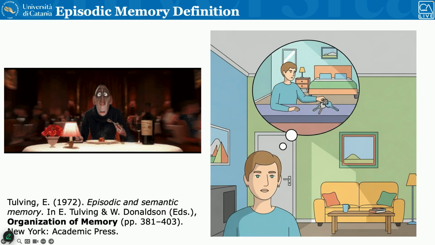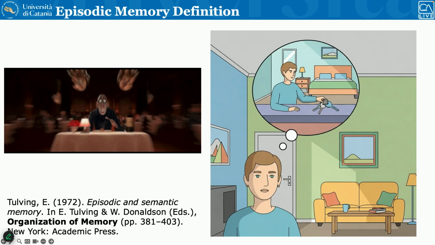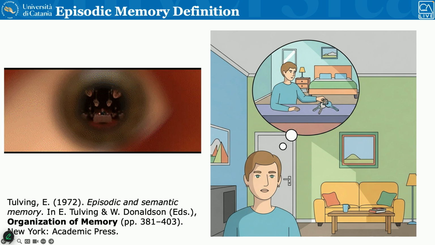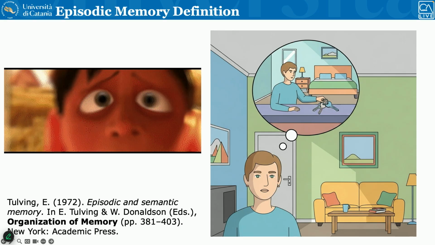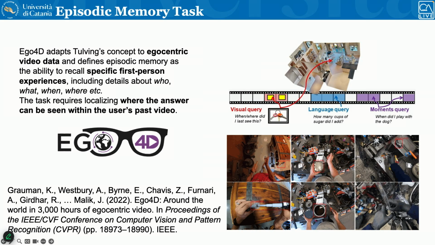The first definition of episodic memory was given by Endel Tulving as the ability of an individual to recall personal information enriched by time and space context. For example, remembering a childhood experience or remembering where we left an object. From this definition, the Ego4D dataset defined the episodic memory task as the task that requires localizing where in a video an answer can be seen. And from this definition, three declinations of the task were given, which are visual query, language query, and moments query.